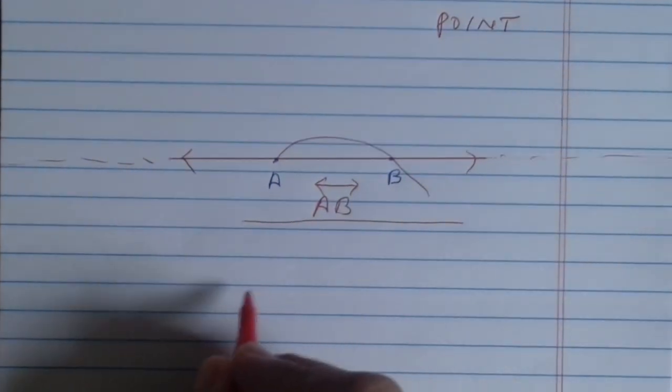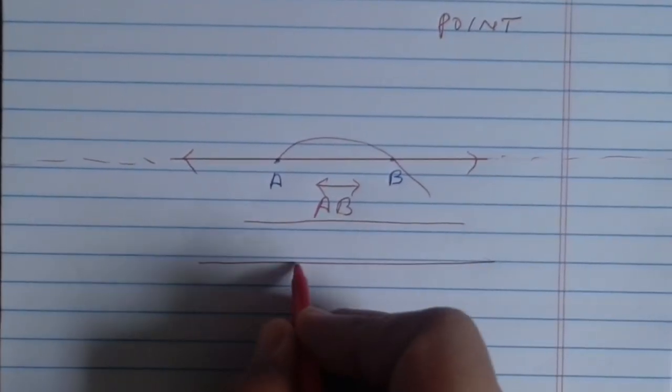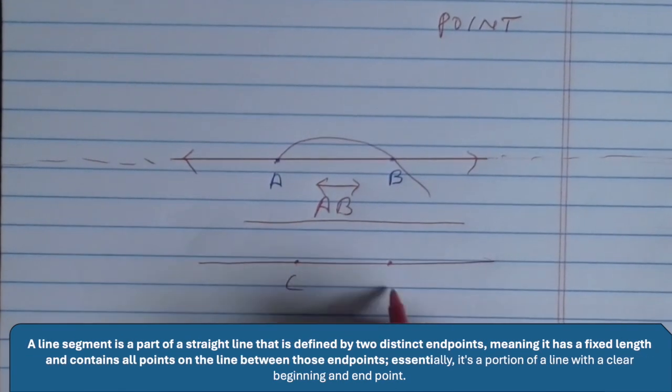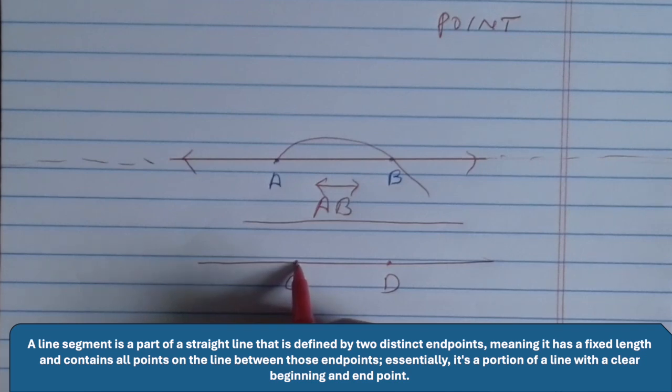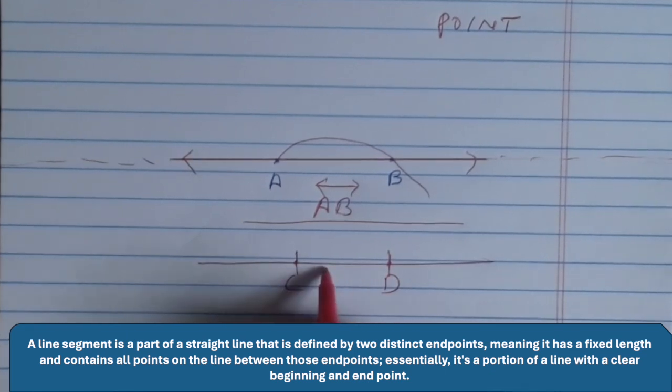Now in a line, we have something called a segment. So let's say this was a line. There could be 2 points here. Let's call them C and D. And if you take from C to D the sequence of points, it's a segment. It has a specific length.